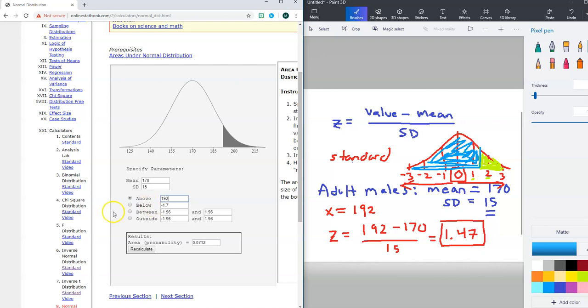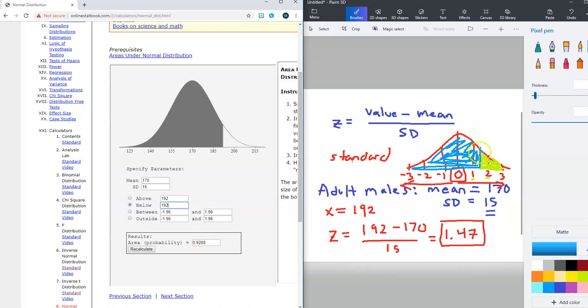If I had clicked below and put in the 192, press enter, then it goes in the opposite direction. And realize the leftover, like if I did 100% minus my answer for above the 192, I should get the answer below.